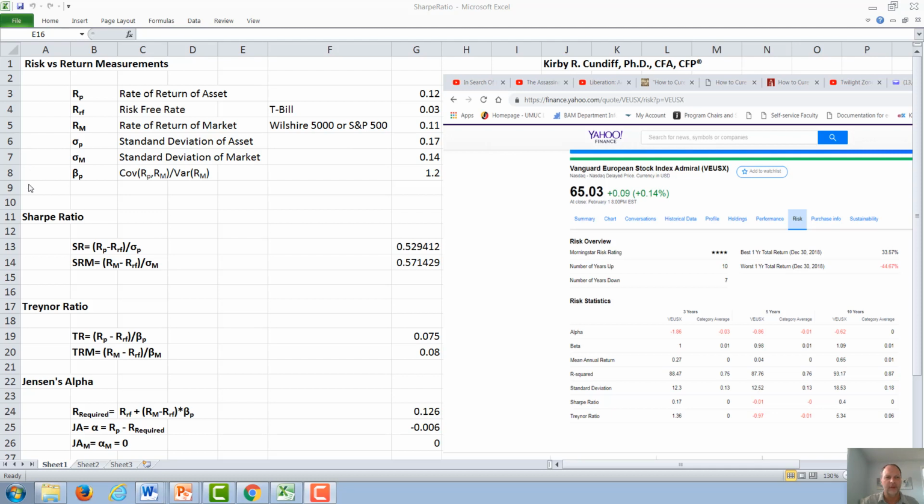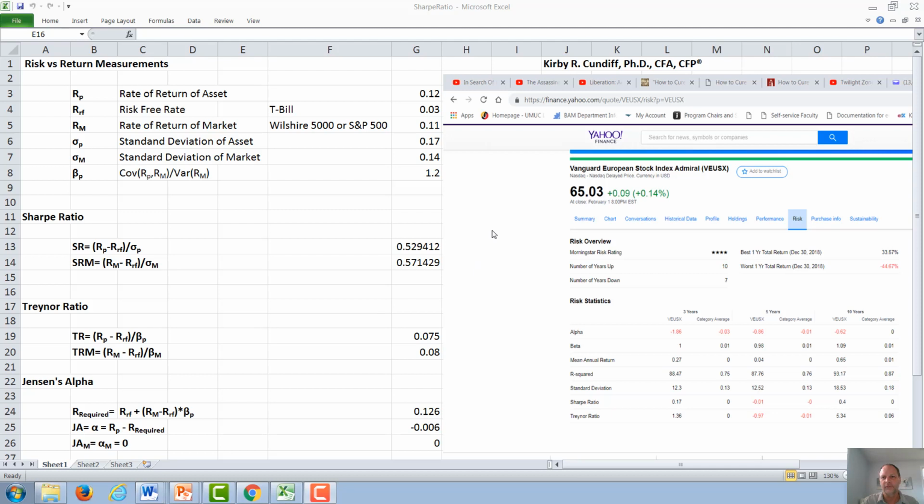The measurements we will examine are the Sharpe Ratio, which is the performance of an asset minus the risk-free rate over the standard deviation of the asset; the Treynor Ratio, which is the performance of an asset minus the risk-free rate over the beta of the asset; and Jensen's alpha, which is the rate of return of an asset minus the rate of return as required by the capital asset pricing model.